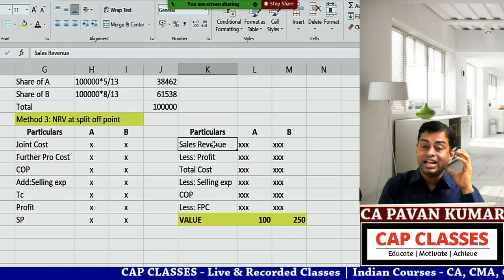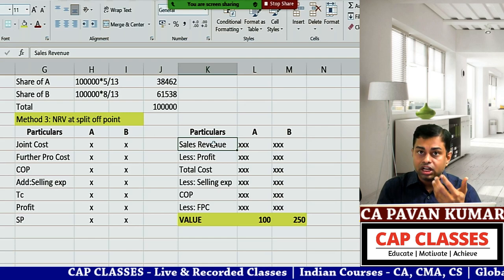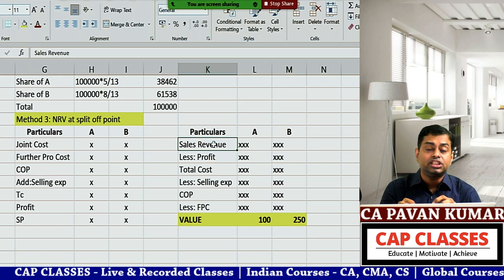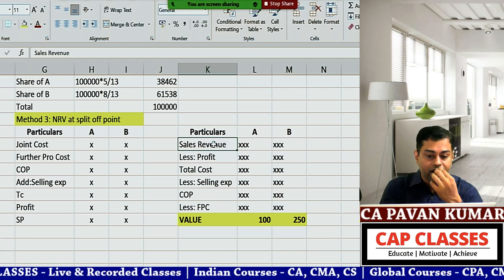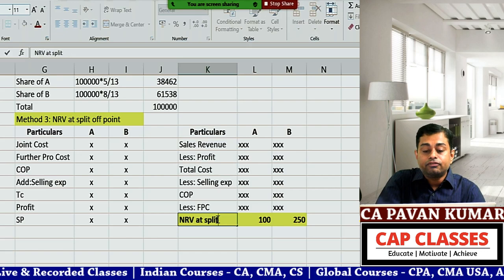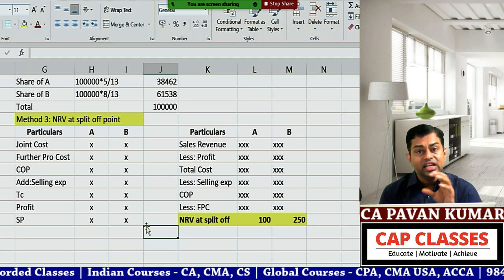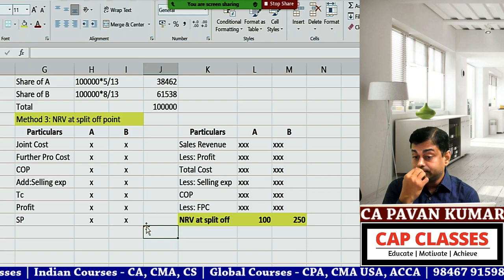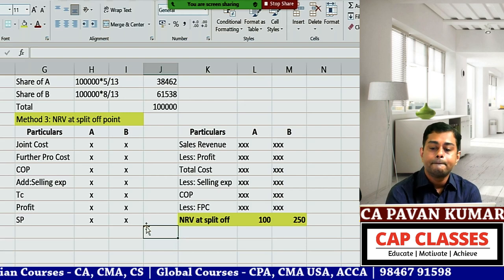How to do that? Take sales revenue of the final product, subtract profit, you will get total cost, subtract selling expenses, you will get cost of production, subtract further processing cost, you will get some value. That value is called net realizable value at split off point. In this ratio, you will apportion joint cost. This is a better method. You understand method 1, 2, 3? We'll solve some problems on this.